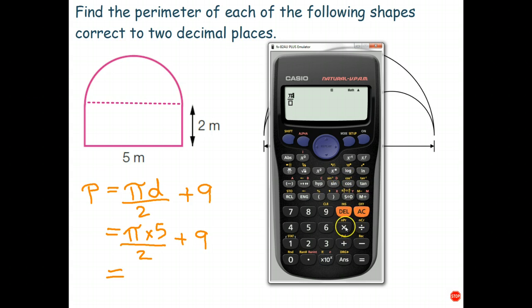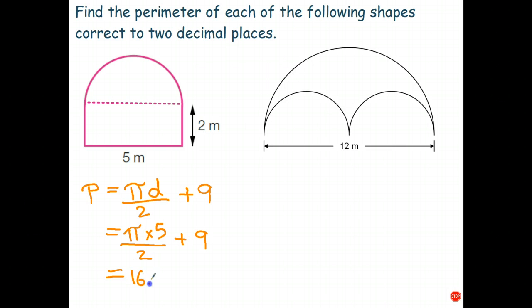Pi multiplied by 5 all over 2, right arrow, plus 9. And again, round it to 2 decimal places, 16.85. The third place is a 3, so it stays at 0.85. So 16.85, and the units are meters.